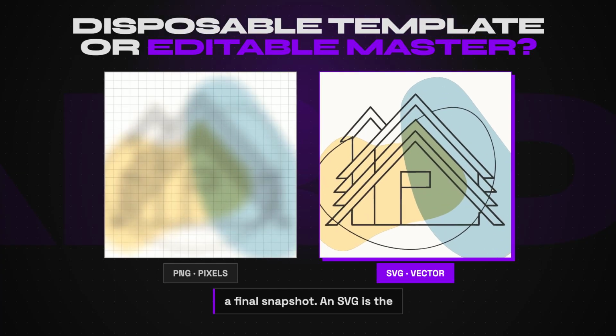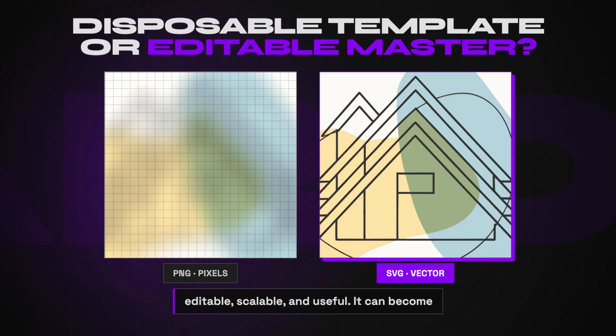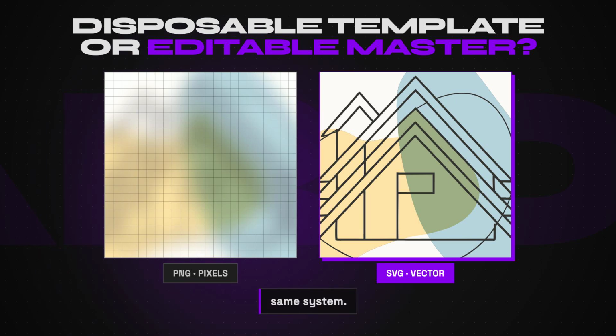Compare the deliverables. A flattened template is a final snapshot. An SVG is the design source. The snapshot becomes obsolete when a phone number changes. The SVG stays editable, scalable, and useful. It can become a printed card, website mark, email signature, social graphic, or conference badge from the same system.